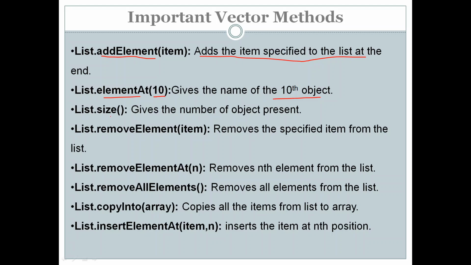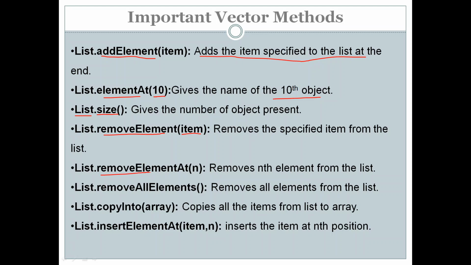Then we have a method list.size. Now list here is the vector object, remember. So vector object.size gives the number of objects present in the vector, that is the size of a vector. Then we have list.removeElement. We can delete an element from a vector as well, and if we pass the item name, that item will be removed from the vector.